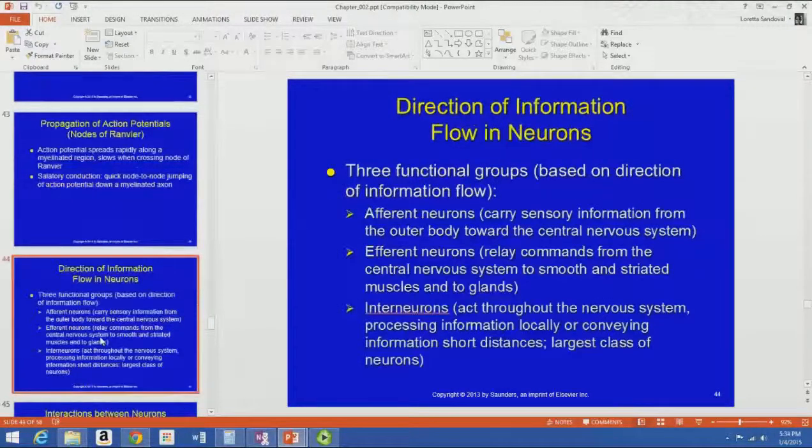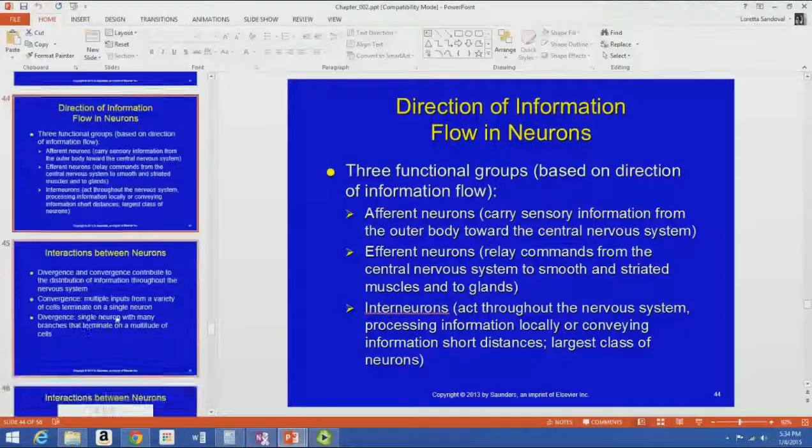Okay, so we talked about the functional groups before: the afferent neurons carrying sensory information from the outer body towards the central nervous system, the efferent neurons relaying commands from the CNS out to the muscles and glands, and the interneurons throughout the nervous system processing information locally or conveying information short distances. Of all of those, we have the most interneurons.